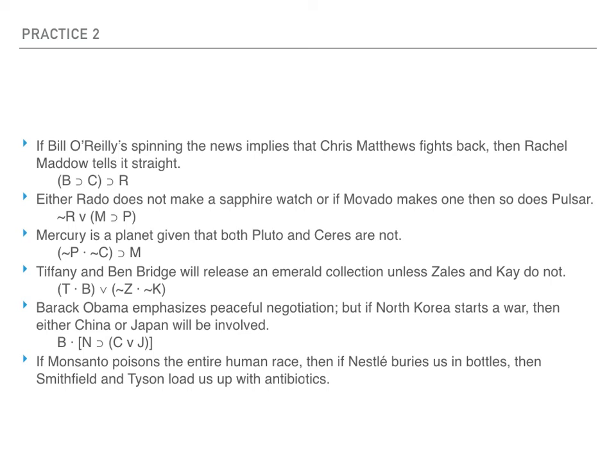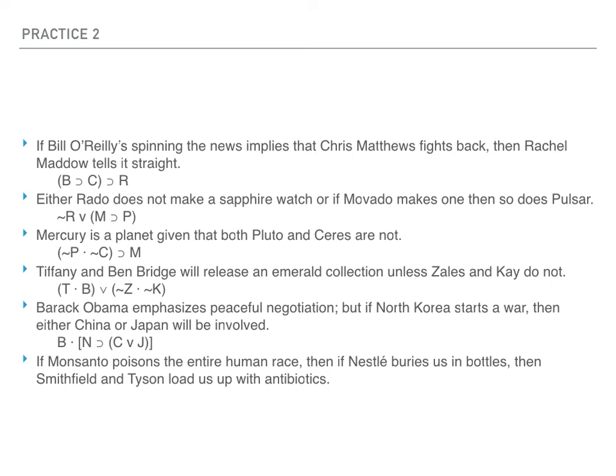Okay, but let's look at this complicated sentence down here. It says, if Monsanto poisons the entire human race, then if Nestle buries us in bottles, then Smithfield and Tyson load us up with antibiotics. All right, so that's an interesting sentence. But even so, it's a complicated sentence, but we can apply the sort of strategies that we've been using to suss out its structure. So we see the word if, so we just become robots and say, where's the comma? In this case, there's the comma, and in between it is Monsanto poisons the entire human race.